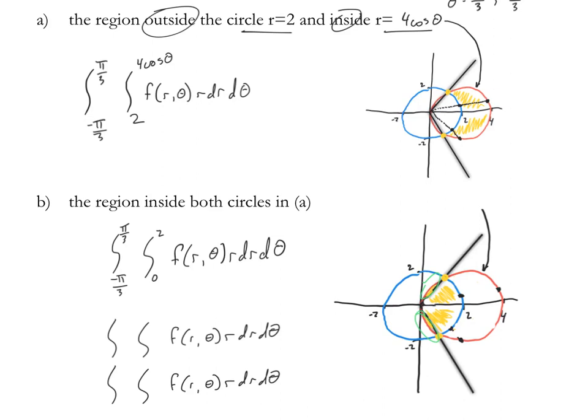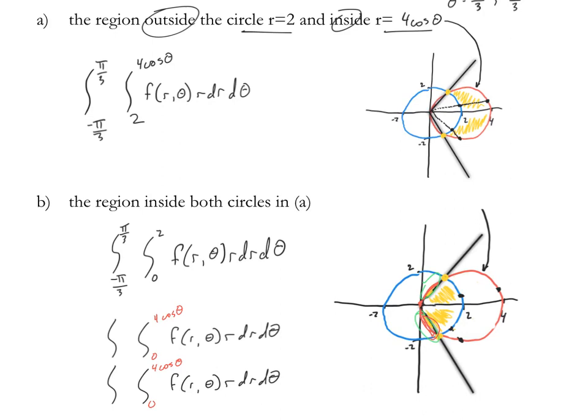Now let's talk about the radii first. The inner radius, for that little yellow sliver of a region, goes down to the origin and goes out. The outer radius is on the red circle. So the r bounds are from 0 to 4 cosine theta for the top region, and similarly for the bottom region. It starts at 0 and goes out to the red circle, so 0 to 4 cosine theta.